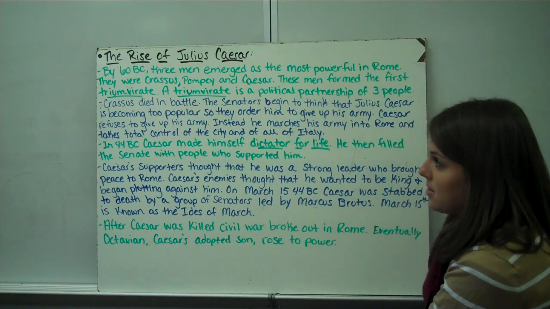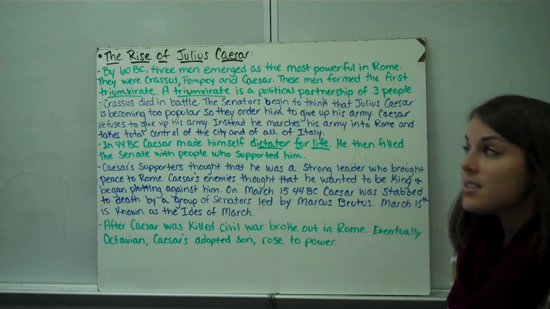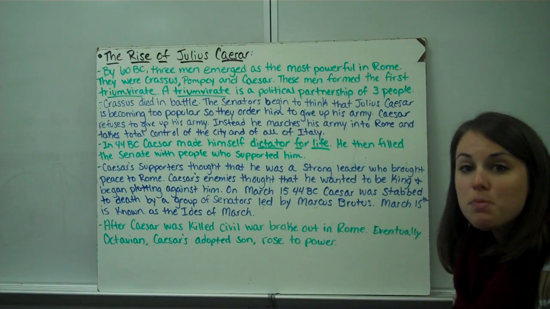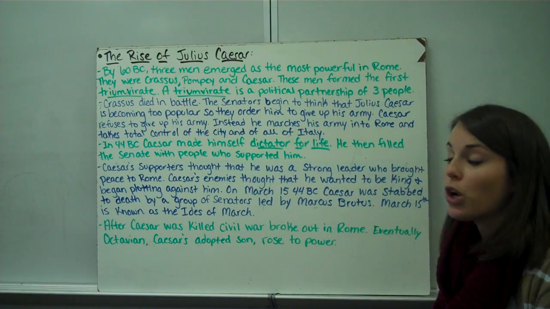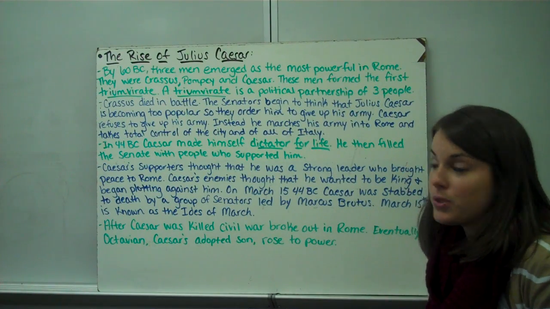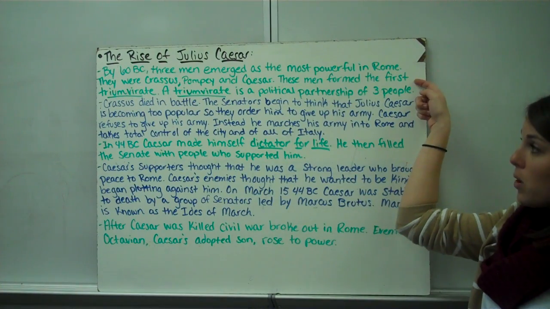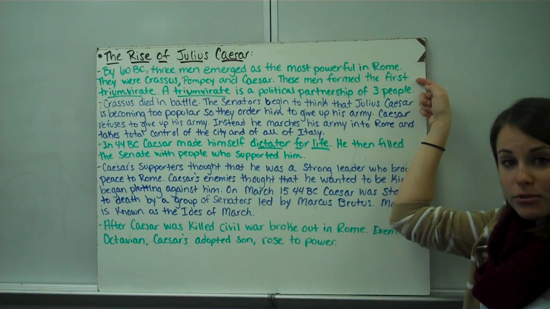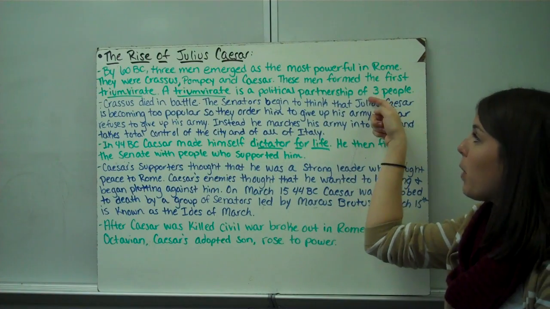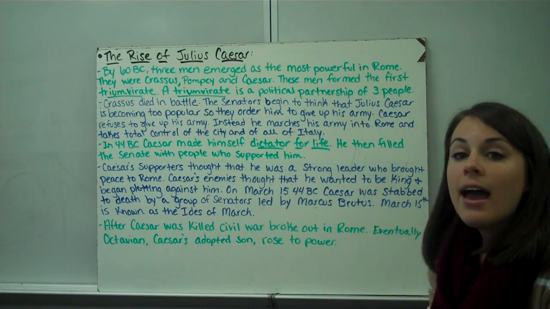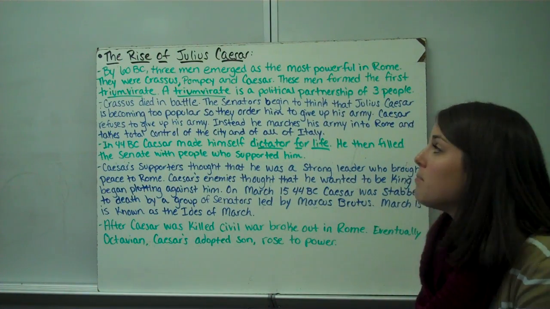The rise of Julius Caesar. By 60 BC, 3 men emerged as the most powerful men in Rome. They were Crassus, Pompey, and Julius Caesar. These men first formed what was called the First Triumvirate. A triumvirate is a political partnership of 3 people. However, Crassus eventually died in battle.